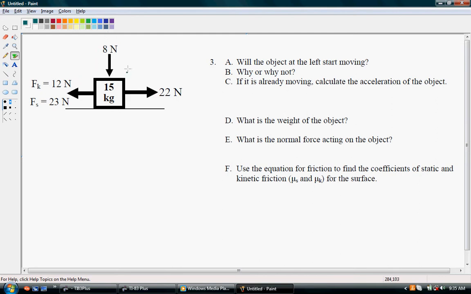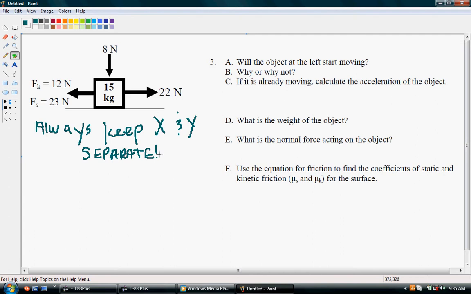We also have an 8 newton force being applied downward to this object. It's very, very important to always keep your x and y axis variables separate. So always keep x and y separate. It's one thing you need to remember before we begin this problem.